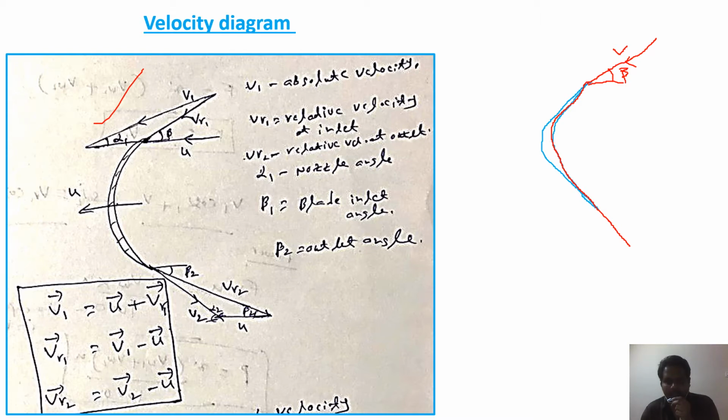Here the direction of the velocity is changing, so there will be a change of momentum, so it will exert a force on the blade, then the blade will rotate. So the blade velocity is u. u is the blade velocity, v is the velocity of the steam.